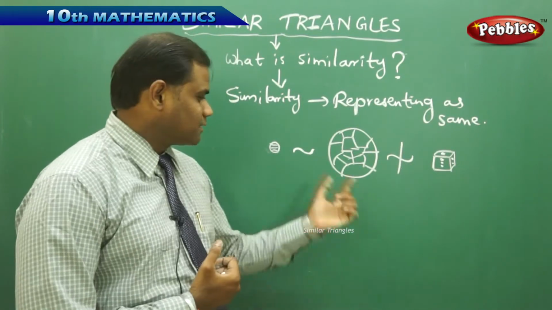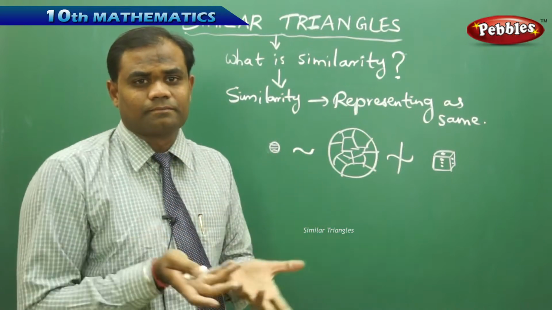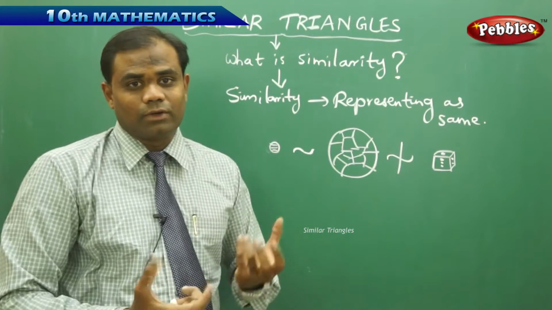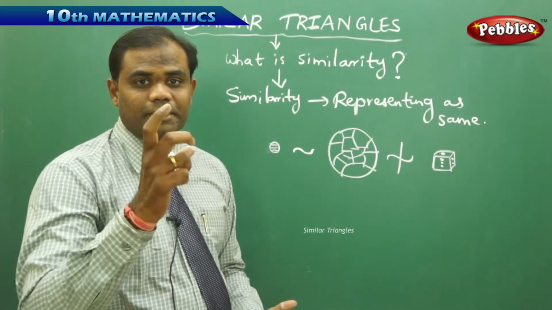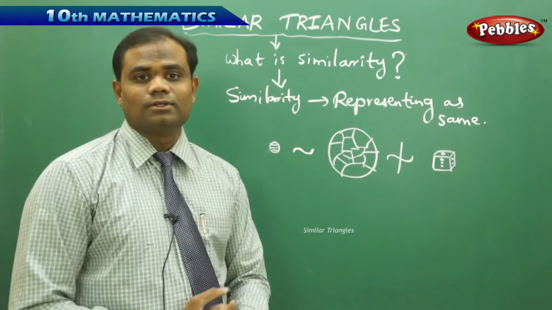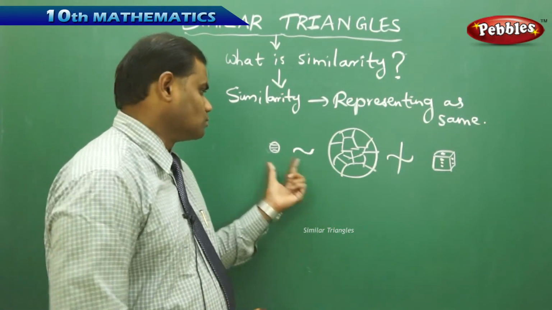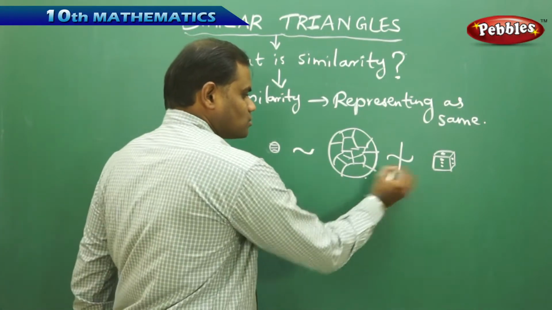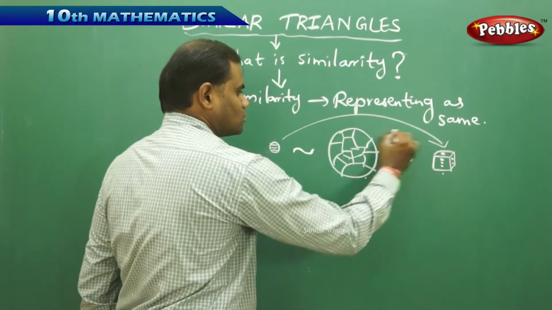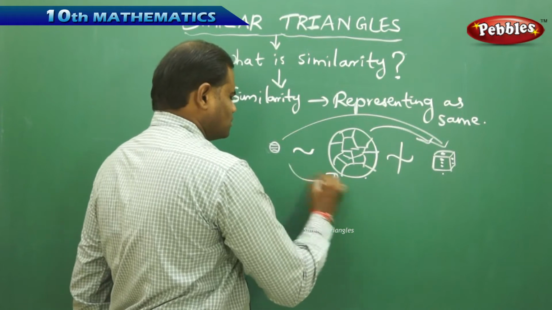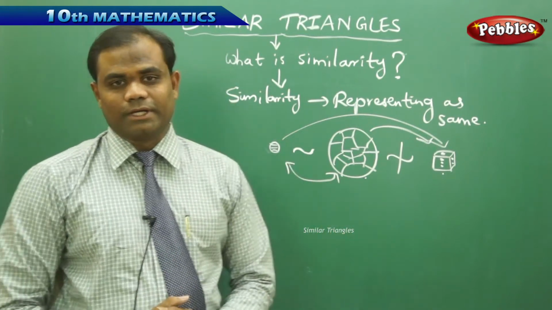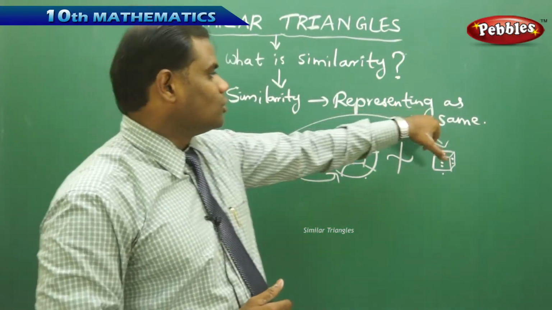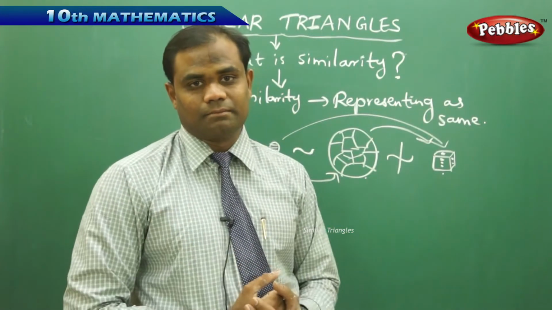The reason is that the first two objects are round in shape. Though not of equal size, they are both round in shape. Therefore, being round in shape is what is understood as the similarity of the two objects. The dice is not round in shape, so I say these are not similar, but these two are similar objects. So similarity in a general sense is understood as objects which represent the same.